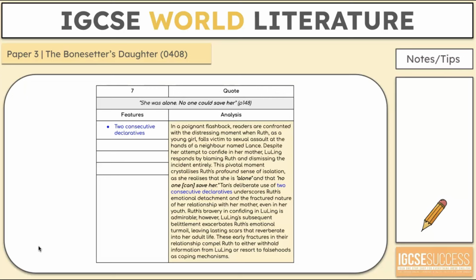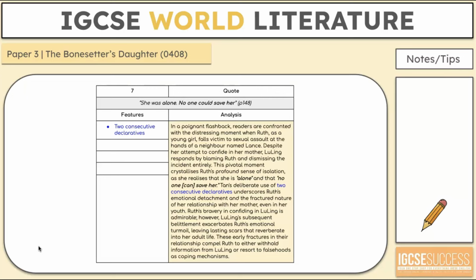Despite her attempt to confide in her mother, LuLing responds by blaming Ruth and dismissing the incident entirely. This pivotal moment crystallizes Ruth's profound sense of isolation as she realizes that she is alone and that no one can save her. Tan's deliberate use of 2 consecutive declaratives underscores Ruth's emotional detachment and the fractured nature of her relationship with her mother, even in her youth.